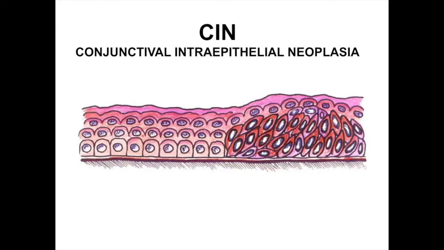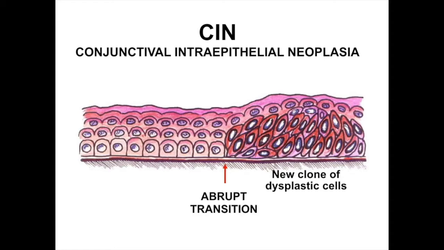Here's a cartoon showing conjunctival intraepithelial neoplasia. We see a new clone of dysplastic cells arising from the basal portion of the epithelium. There's typically an abrupt transition between the dysplastic cells and the normal adjacent epithelium. The basement membrane is intact.